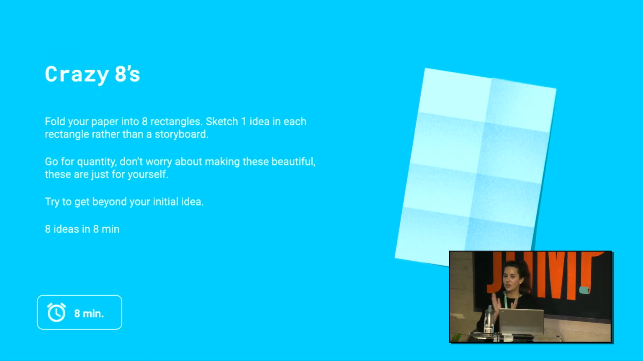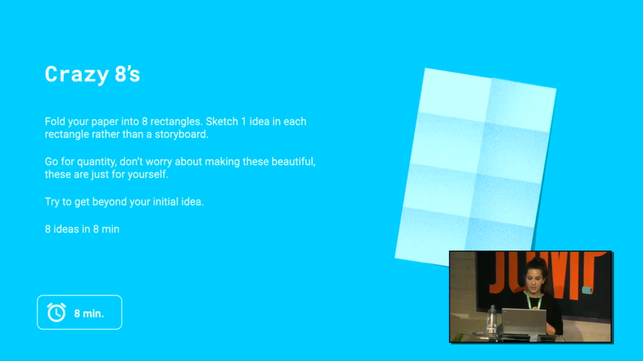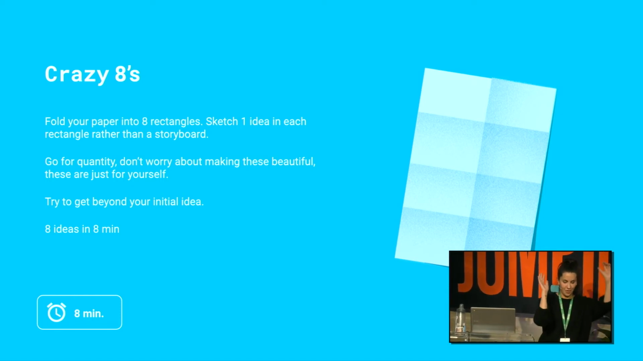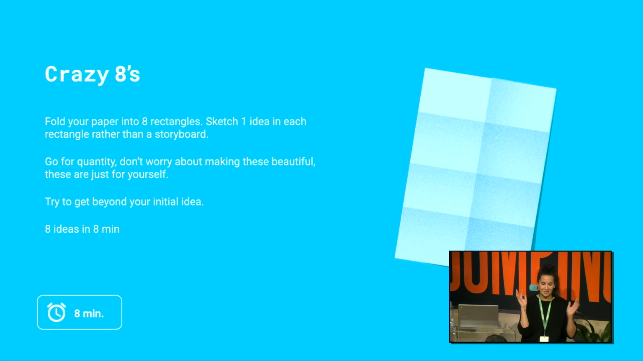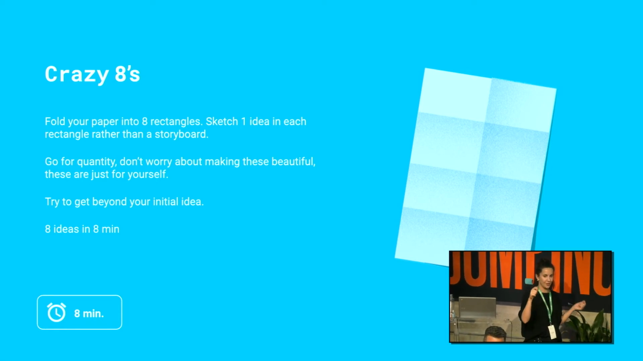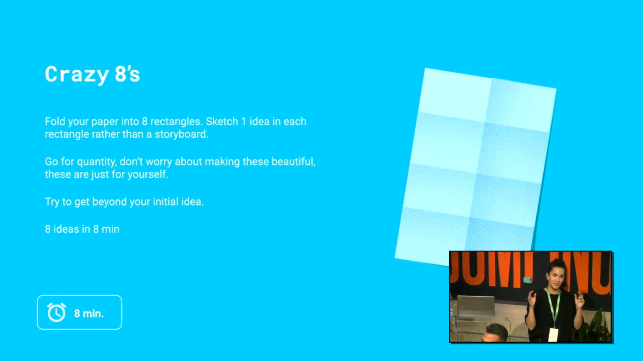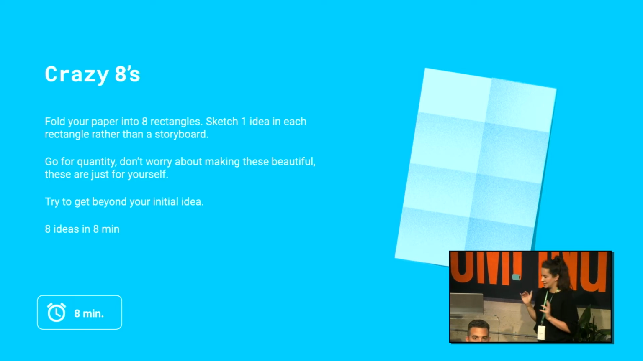So Crazy Eights are a core sprint method as part of the sketch phase. And the goal here is to push beyond your initial idea. And hopefully the pressure of time helps you do that. It kind of forces you because you really want to try to come up with 8 different ideas in 8 minutes.